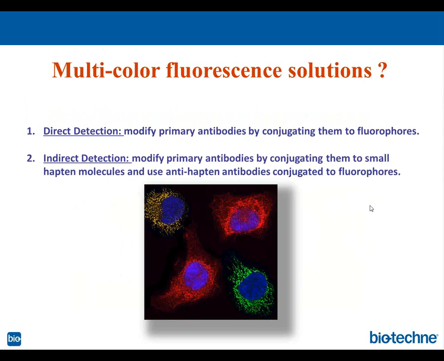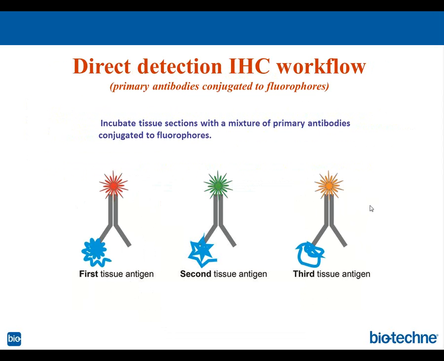Another way of doing things would be indirect detection, when primary antibodies are not conjugated to any fluorescent molecules. They are rather conjugated to small hapten molecules like digoxigenin or biotin. That's another approach. Here, let's talk about the pros and cons of each technique and see how this can be used in practice. This is an example schematic of direct detection, where we conjugate our primary antibodies to fluorescent dyes, and that's exactly what we're seeing.